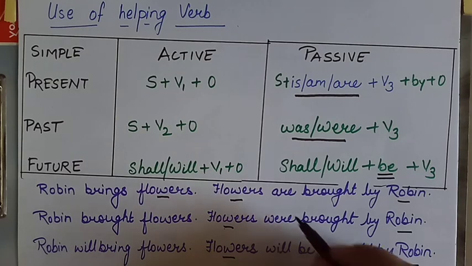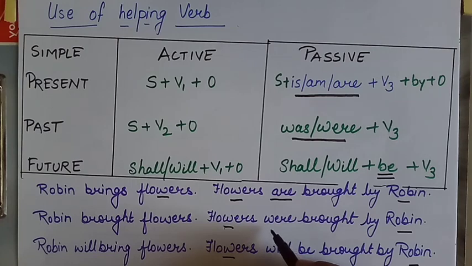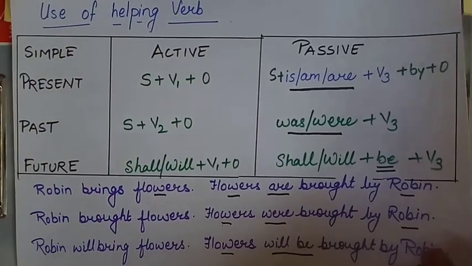The difference is, in present tense, we have used are. In past tense, we used were. And in future tense, we will be using will be. Right? So see the difference? If it's simple present tense, are. If it's simple past tense, were. If it's future tense, will be. Understood? Now let's see the other parts.